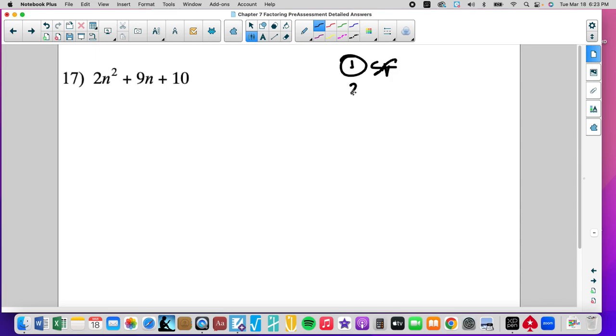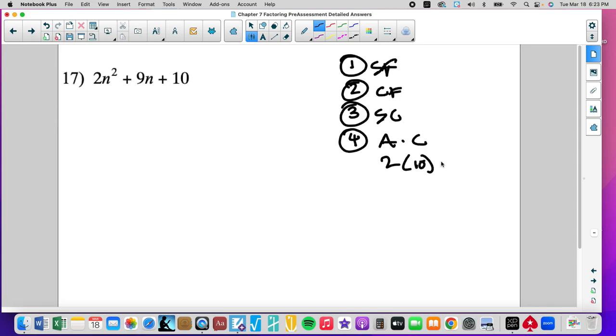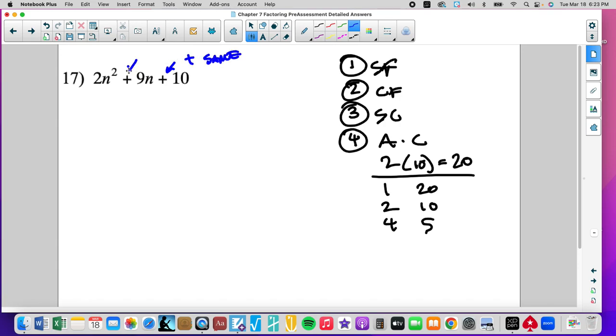Standard form, yup. Common factor, close but no. Special case, no. 10 is not a perfect square. A times c. So a is 2, c is 10. Factors of 20: 1 and 20, 2 and 10, 3 no, 4 and 5. And I'm done. This means my signs are the same when it's a positive, and they're both positive.